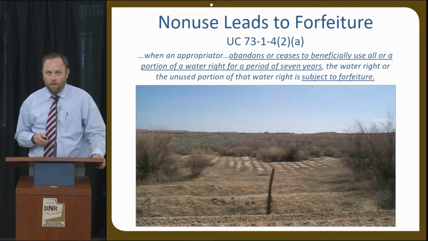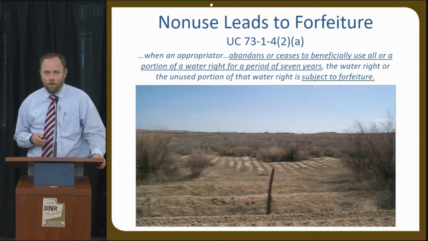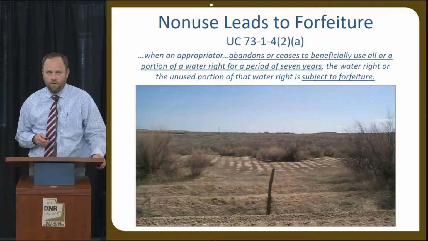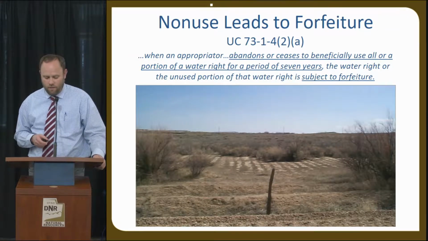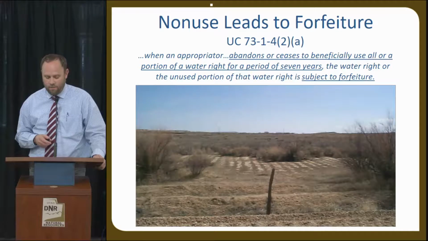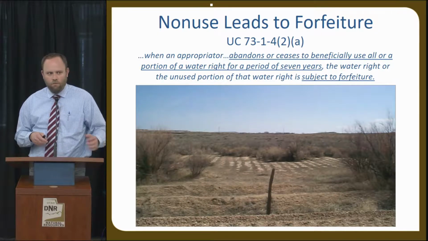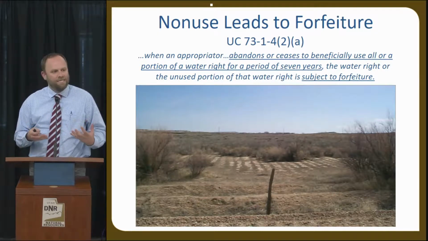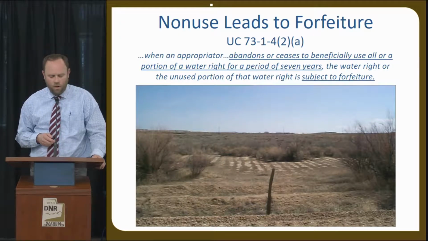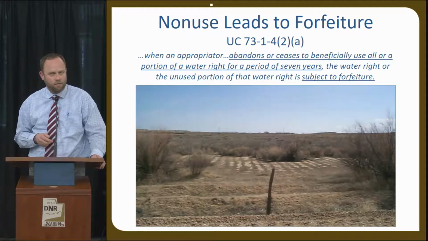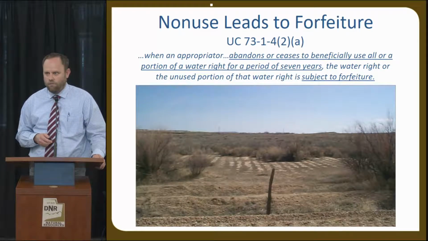When an appropriator abandons or ceases to beneficially use all or a portion of a water right for a period of 7 years, the water right or the unused portion of that water right is subject to forfeiture. Okay, so I've underlined two parts of this part from statute. All right, and they each teach us a different concept about this. First, we get the definition of non-use, right? And so it only becomes a problem when it's done for a period of 7 years. Okay, and at that point, at 7 years, this water right is subject to forfeiture.